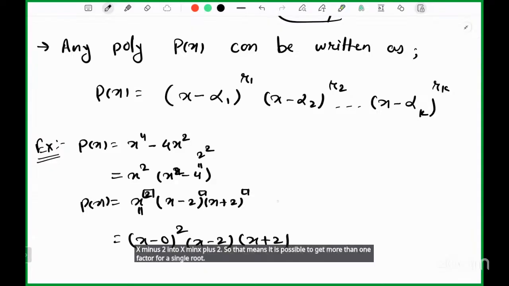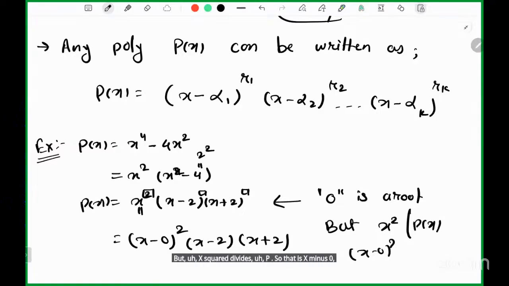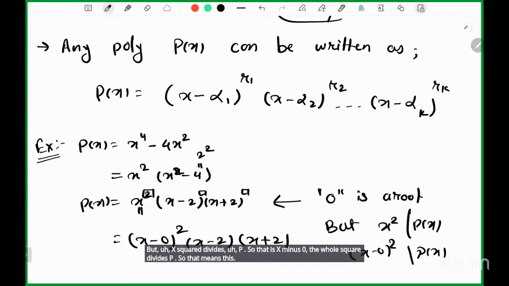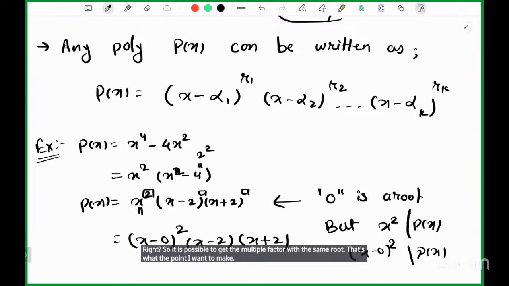Here you can see that 0 is a root, but x square divides p of x. So x minus 0, the whole square divides p of x. That means this root 0 is repeating twice. So it is possible to get multiple factors with the same root. That's the point I want to make. The same thing can happen in general too.